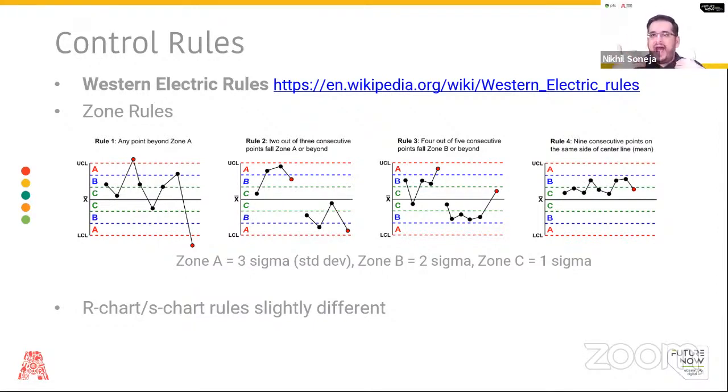Control rules tell us how we can classify any data point to say that it is outside of control. It's not enough to just visually say that it's outside. We want to mathematically qualify it, and we should be able to visually identify it as well.